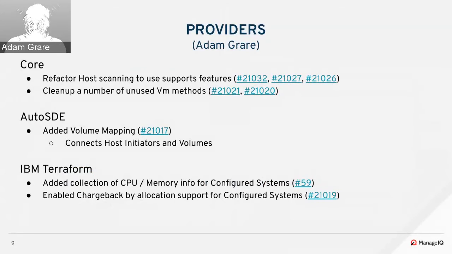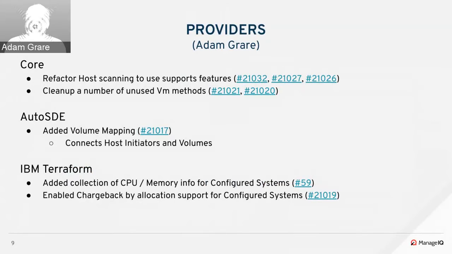so they were cleaned up. On the AutoSD side, as Harpreet mentioned, they added volume mappings, which connect host initiators to cloud volumes on the physical storage side. And coming up shortly, you'll be able to create a new volume mapping, which will complete the end-to-end part of being able to define a connection for an AutoSD physical storage.